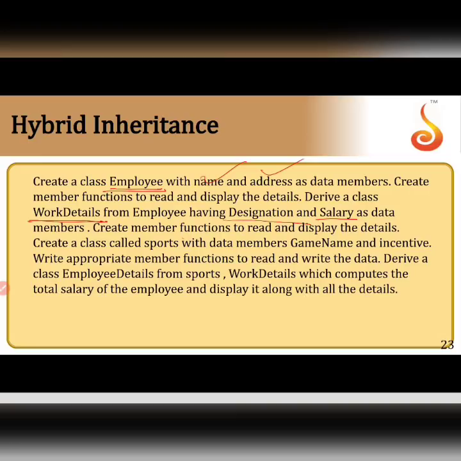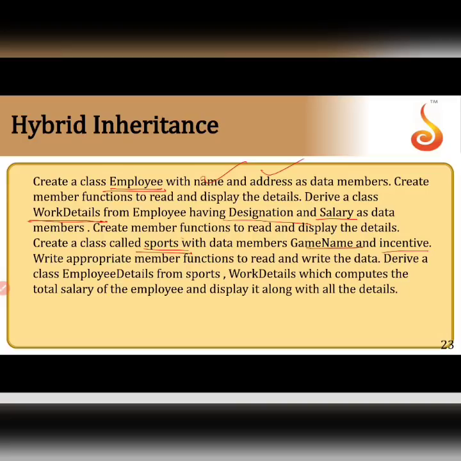Okay, create a class sports. Here, sports again is an independent class. It is not derived from employee or from work details. So, again it's a base class only, right? With data members game name and incentive. So, you have two data members for sports, the name of the game and the incentive, and then you need to write the appropriate member functions to take in those details.